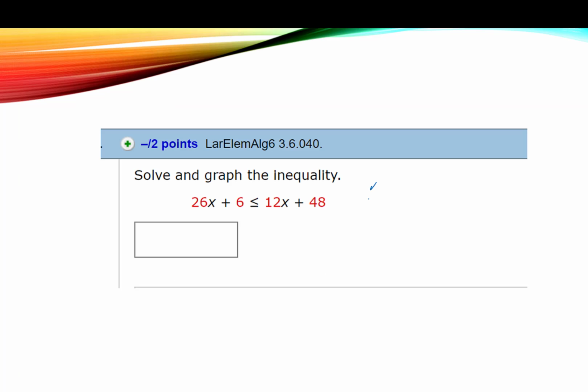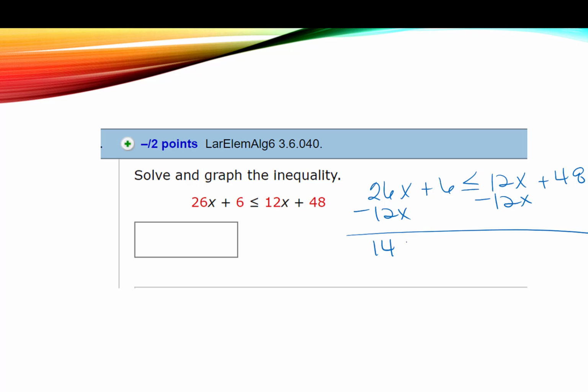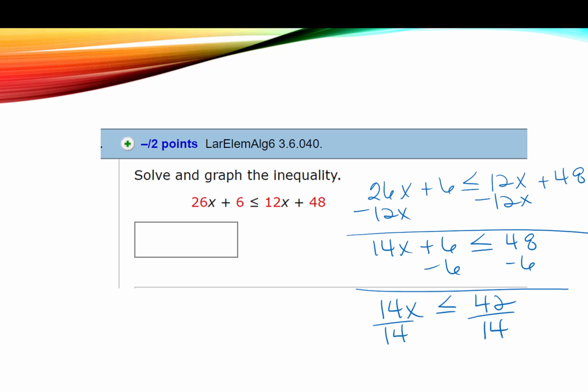your graph. Now we have the inequality 26x plus 6 less than or equal to 12x plus 48. Subtract 12x from both sides. 14x plus 6 less than or equal to 48. Subtract 6 from both sides. 14x is less than or equal to 42. Divide by 14 on both sides. X is less than or equal to 3.